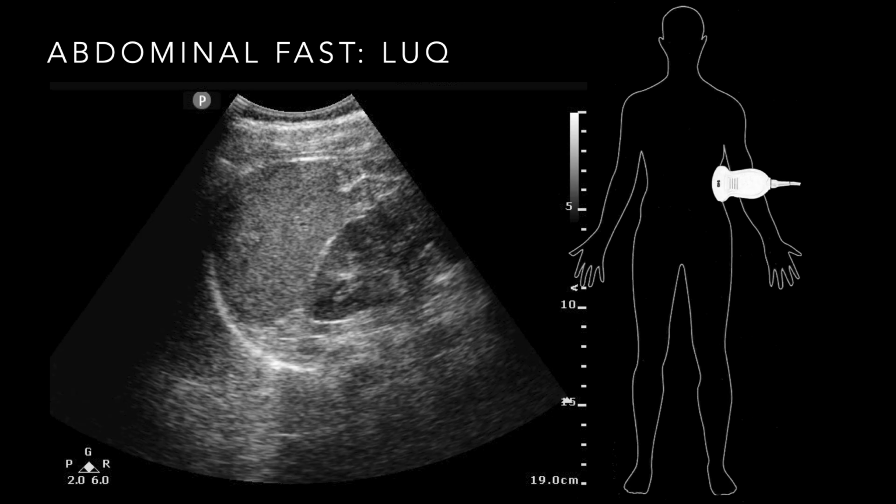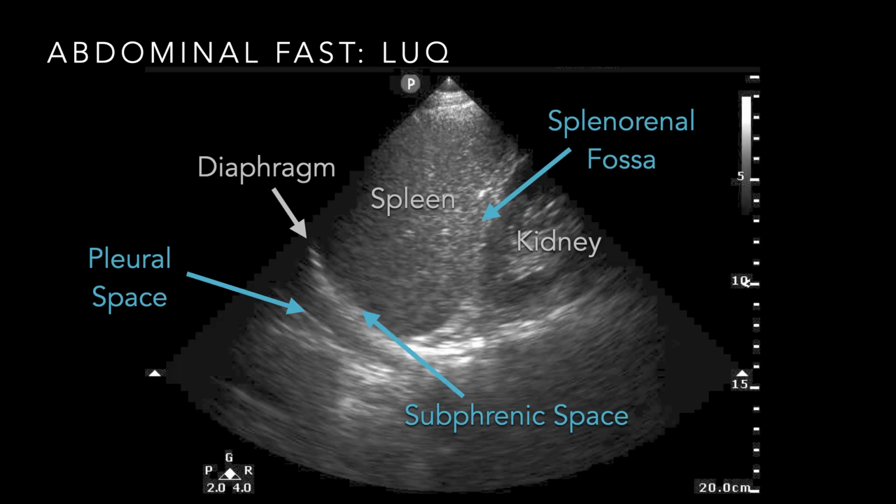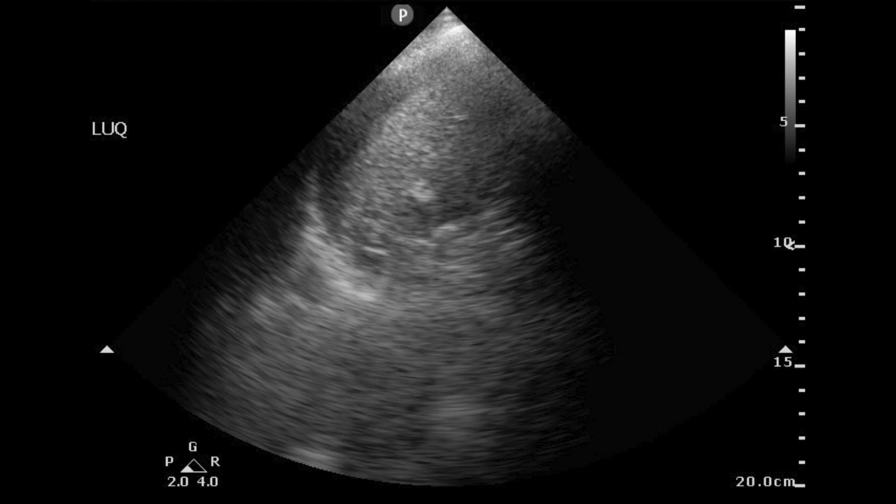And so moving on to the left, our normal anatomic landmarks are again going to be marked by the spleen, the diaphragm, the kidney, right? And in contrast to the right upper quadrant, in the left upper quadrant you're going to more commonly see fluid in that subphrenic space, but you can also see it in the splenorenal fossa. And again, we're going to talk a little bit today about the thoracic, how you can see it in the pleural space if you look above the diaphragm. So here's an example of a positive FAST.